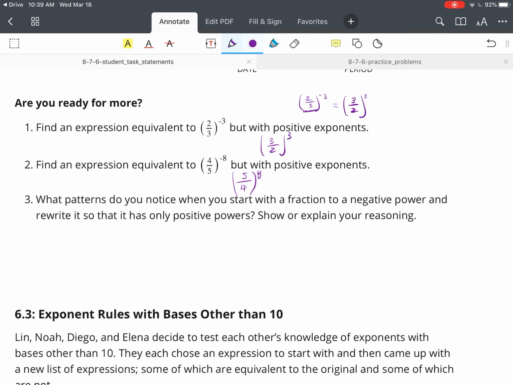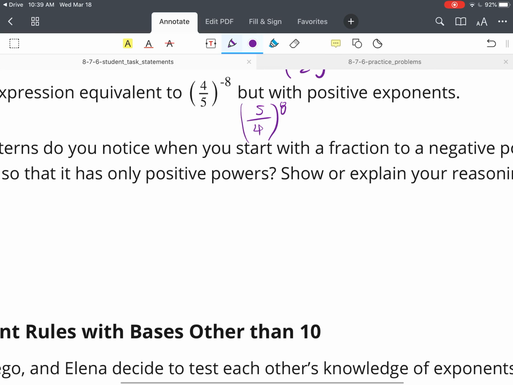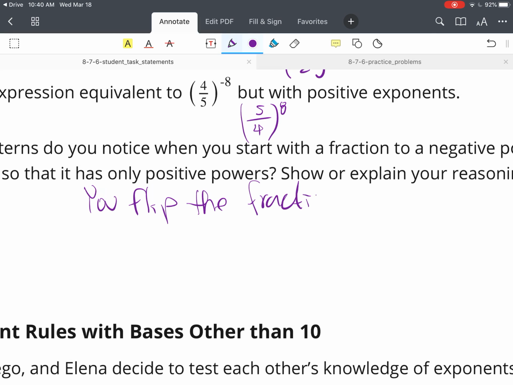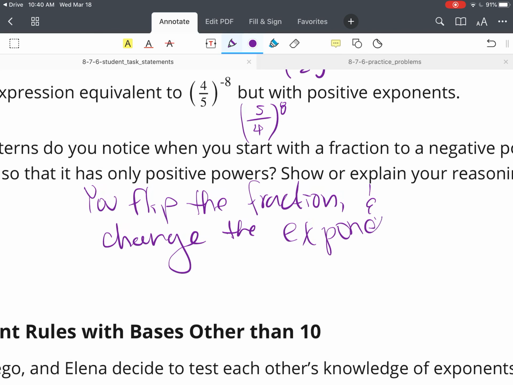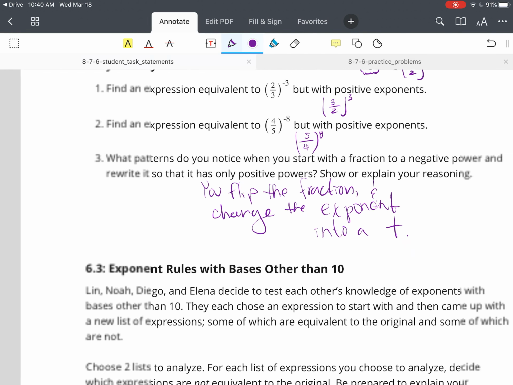What patterns do you notice when you start with a fraction to a negative power and rewrite it so that it only has a positive power? You flip the fraction and change the exponent into a positive.